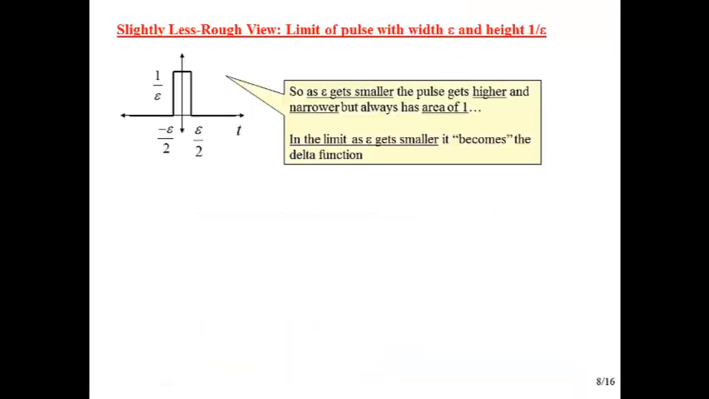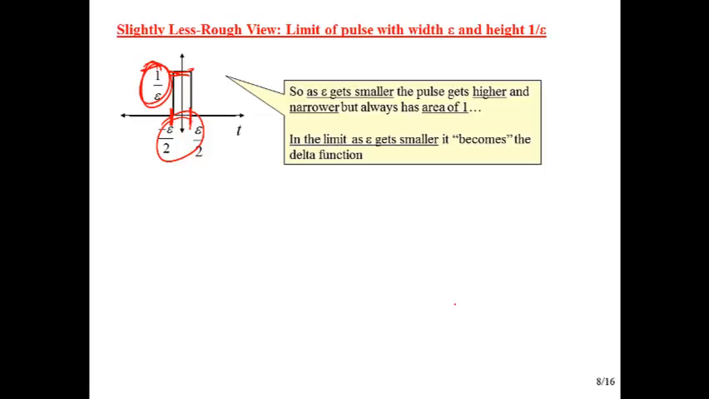So a little less rough view, we can nail down a rectangular pulse with some parameters. Its height here I've got labeled as 1 over epsilon, and its width goes from minus epsilon over 2 to epsilon over 2, so its width is epsilon. Its area is height times width, which is equal to 1 because the epsilons cancel. So no matter what I let epsilon be equal to, the area stays 1. But as I let epsilon get smaller, the height gets larger and the width gets narrower. Area stays 1, and so in the limit we say this, quote-unquote, becomes the delta function.